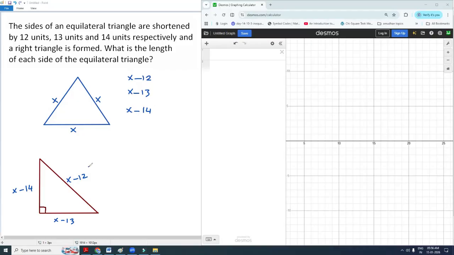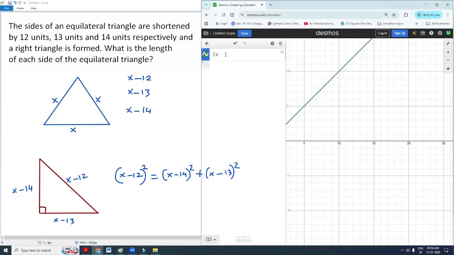Now we can write the Pythagorean theorem for this right triangle. That is, the square of the hypotenuse is equal to the sum of the squares of the other two legs. Then we have (x minus 12) squared equals (x minus 14) squared plus (x minus 13) squared. Now we have to solve for x in this equation. We can use Desmos to solve for x. Let me take this equation in Desmos: (x minus 12) squared equals (x minus 14) squared plus (x minus 13) squared.